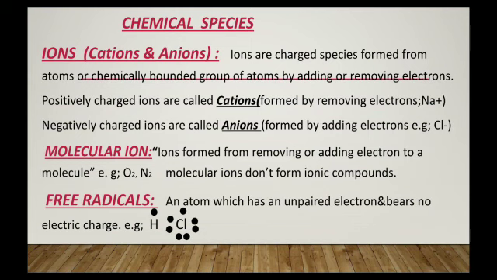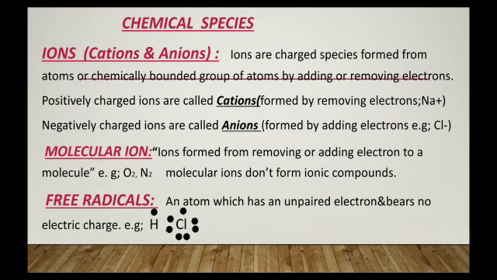Sodium is an example of a cation. When a sodium atom removes an electron, it becomes positively charged, and it is called a cation. We denote it with the symbol Na and a positive sign on it. And chlorine is an example of an anion. A chlorine atom gains an electron and becomes negatively charged. Only the game is of electrons. Protons cannot play a part in removing or gaining. Only electrons are gained or removed from an atom.